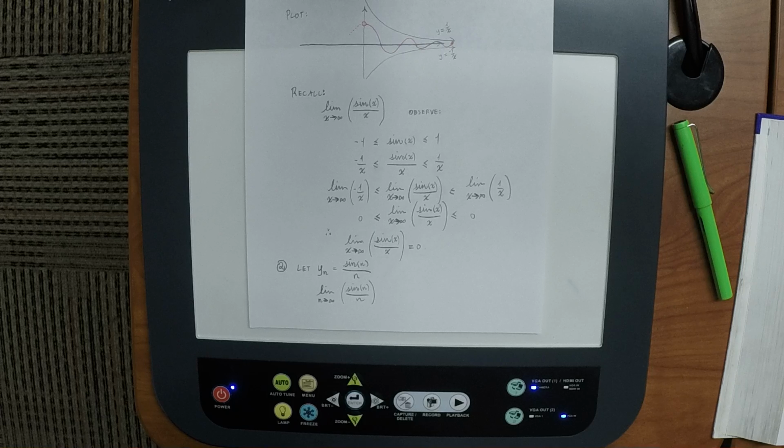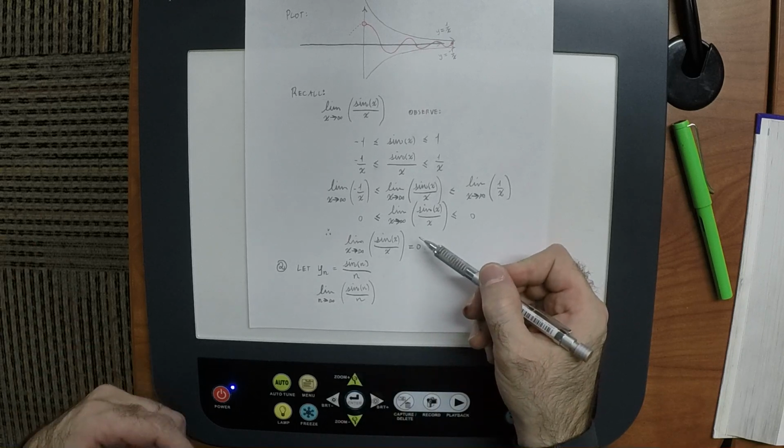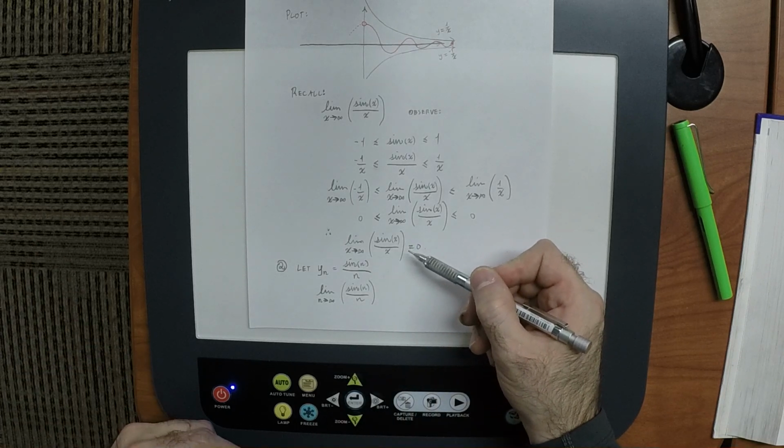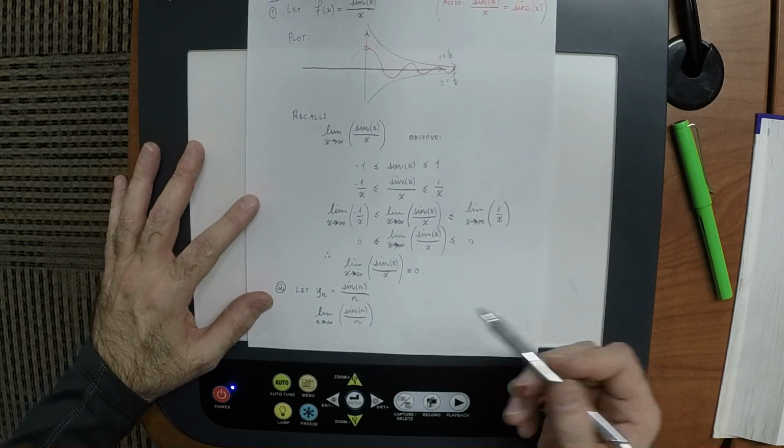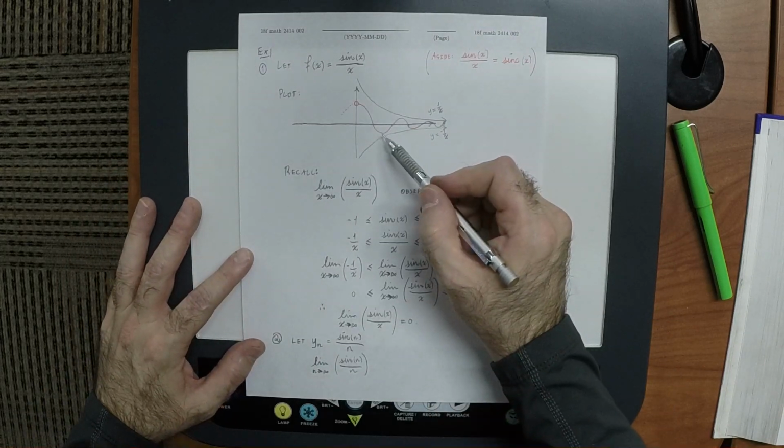So what is it? It's 0. Why is it 0? Because that function does it. Every one of the points on this sequence is a point on that red plot.